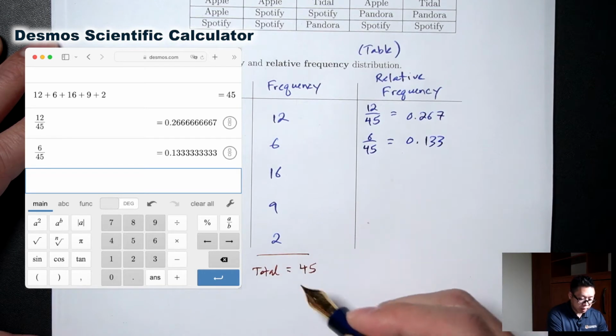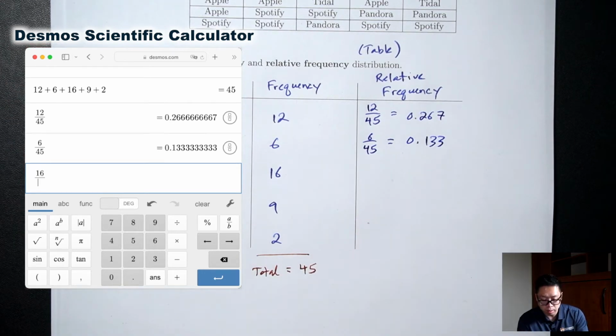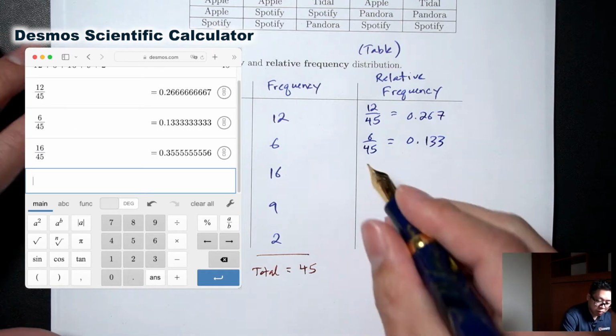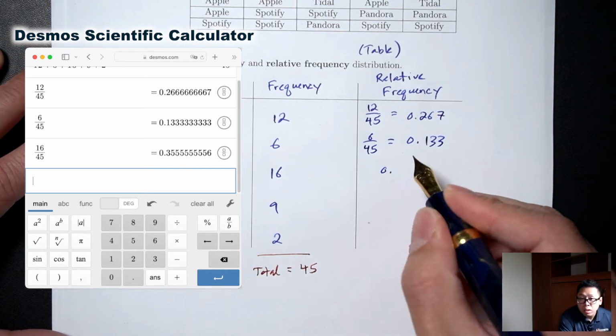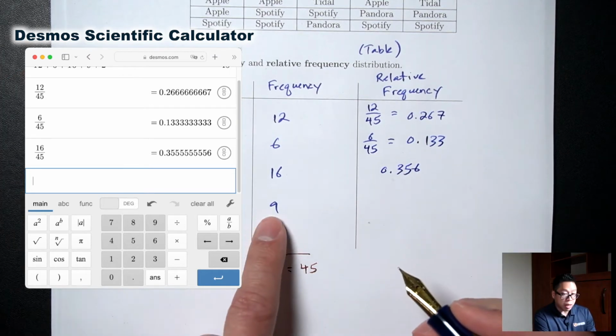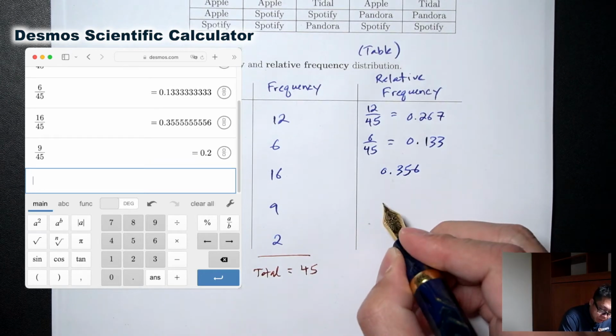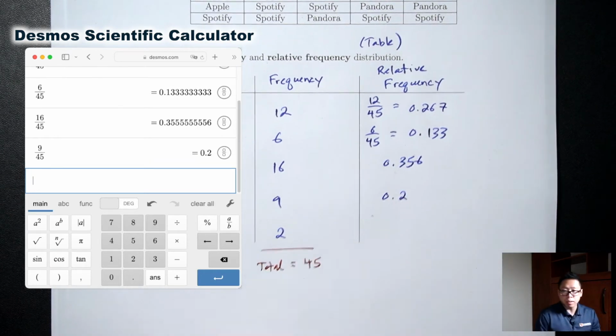16 divided by the total number of people, so 16 divided by 45. Rounded to 3 decimal places, this is 0.356. Next up, 9 divided by the total, so 9 divided by 45, 0.2. This is a decimal that ended, so we didn't have to round here.